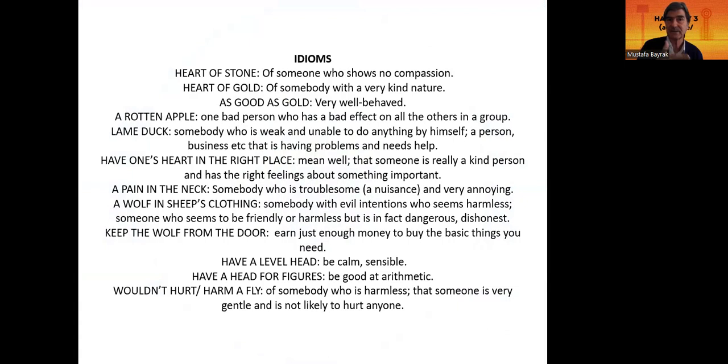Yes, we are going to make sentences with them in the following pages. Heart of gold, heart of stone, heart of gold. Again, of somebody with a very kind nature. As good as gold, very well behaved. A rotten apple has a negative meaning. Lame duck, somebody who is weak and unable to do anything by himself. Have one's heart in the right place means mean well, that someone is really a kind person.